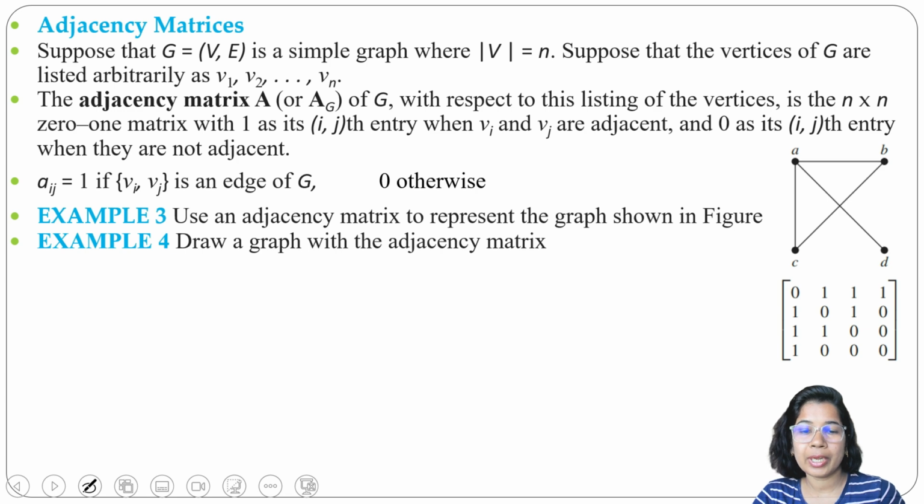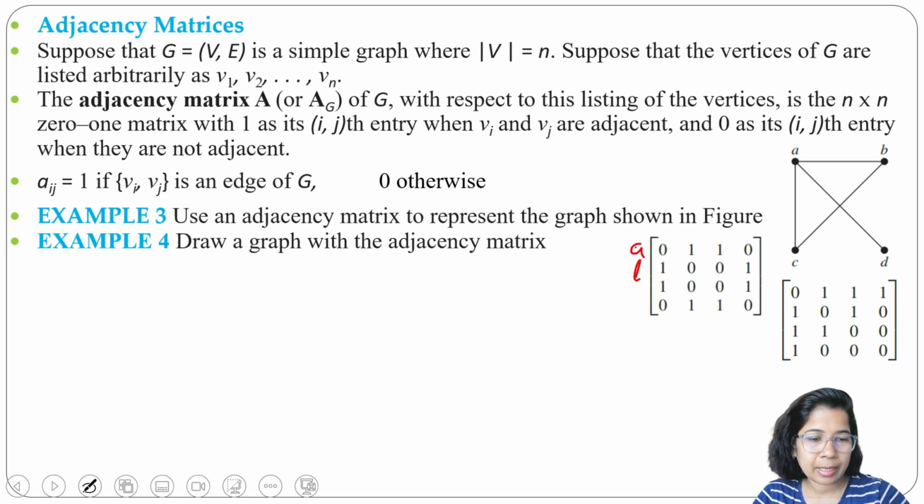Example 4. Draw a graph with the adjacency matrix. Means one adjacency matrix is given. From that we'll draw a graph. So here let me consider A, B, C, D. 4 vertices. A, B, C, D.